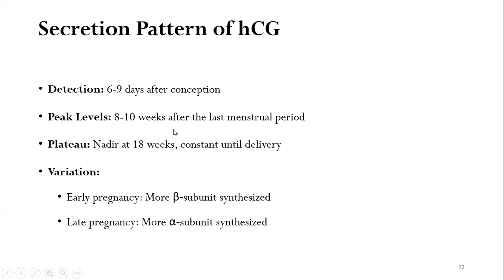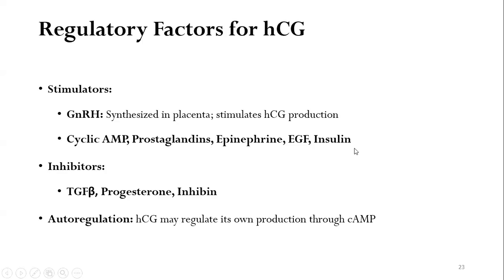The peak levels of HCG are seen at 8 to 10 weeks after the last menstrual period. So you may be asked, when is the peak level of HCG seen during pregnancy? The peak levels are seen at 8 to 10 weeks after the last menstrual period. After that, there is a plateau, and the nadir of HCG is seen at 18 weeks, and then it remains low, and values remain constant until delivery. And what is the variation of HCG production during pregnancy? In early pregnancy, more beta subunits are synthesized, whereas in late pregnancy, more alpha subunits are synthesized.